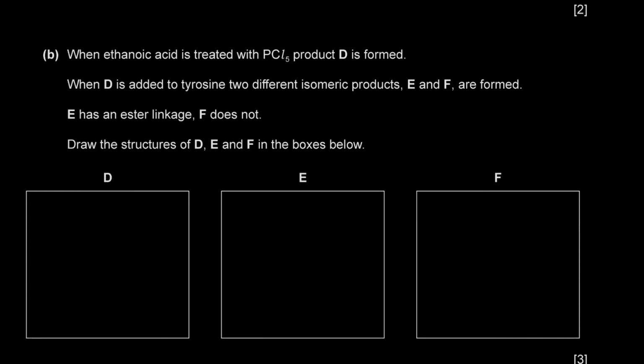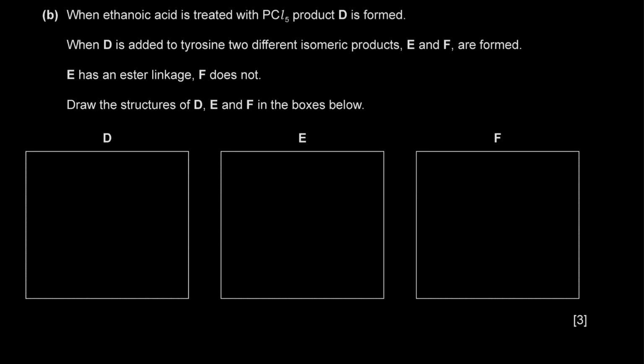When ethanoic acid is treated with PCl5, product D is formed. When D is added to tyrosine, 2 different isomeric products E and F are formed. E has an ester linkage, F does not. Draw the structures of D, E, and F. Now, when a carboxylic acid reacts with PCl5, we get an acyl chloride. So here we'll get ethanoyl chloride.